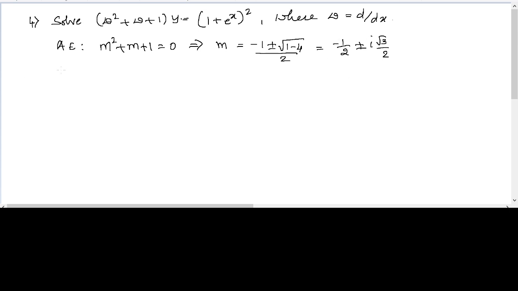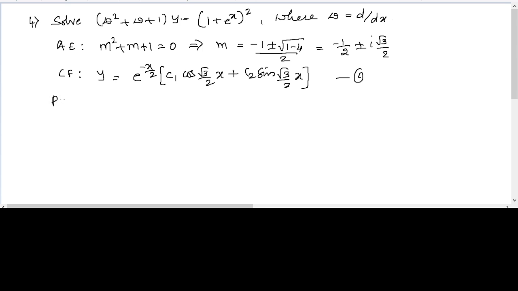So what is the complementary function for that? The complementary function is given by y is equal to e to the power minus x by 2 of c1 into cos root 3 by 2 x plus c2 into sin root 3 by 2 x. Okay, so let us call this as 1. So this is the complementary function, right?